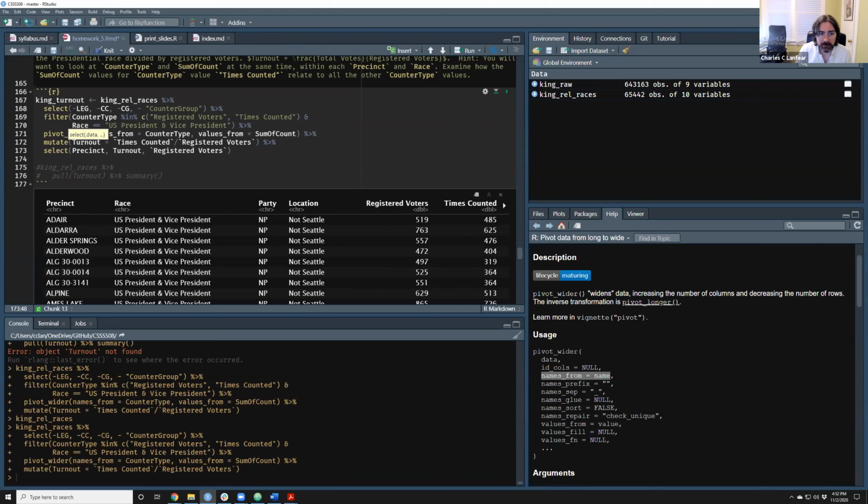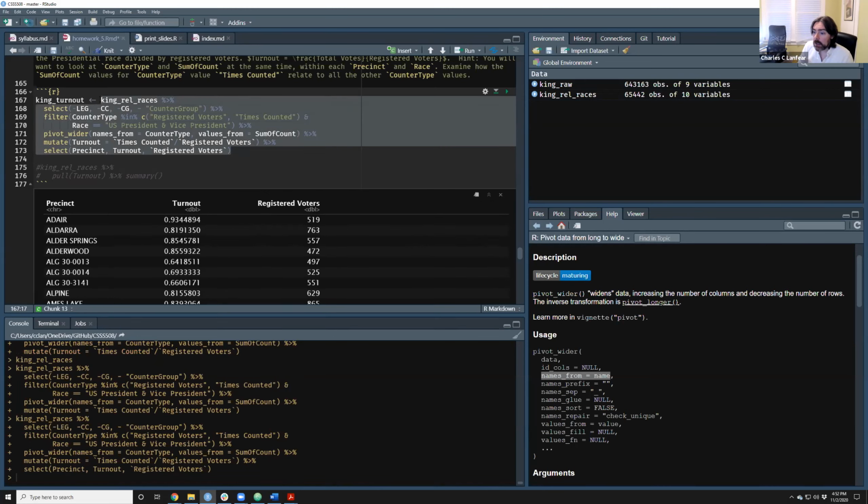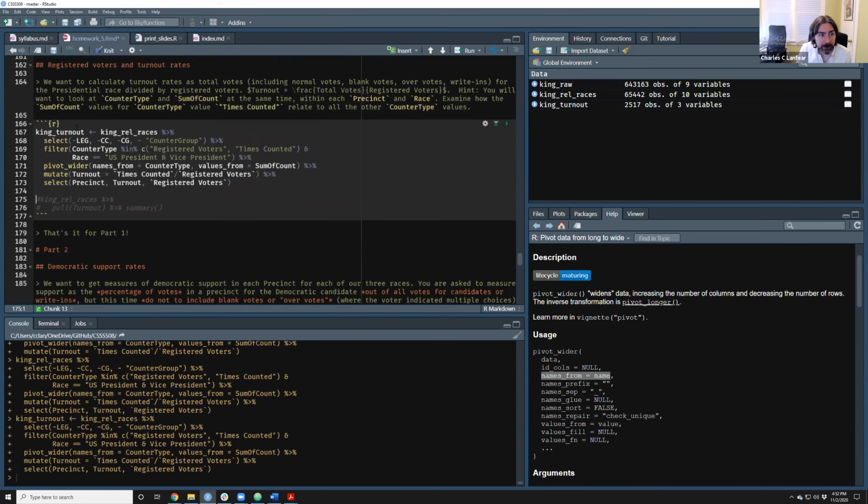Everything is US president, vice president. Things like party and location don't actually matter here. This is the stuff we're actually interested in. And when you're working with sub data sets, I very strongly recommend that before you join a data set, pare it down to only the minimum necessary variables. Don't keep a bunch of junk you don't want. Trim this thing down to only what you care about. Write a data frame like this.